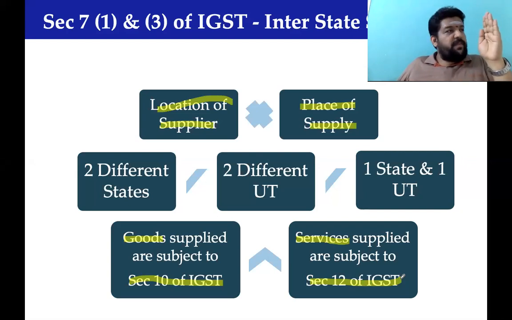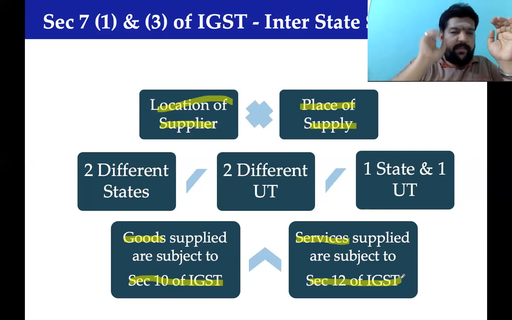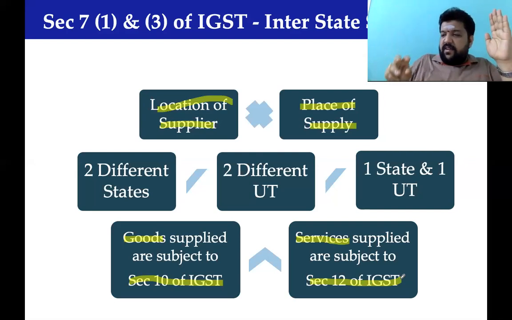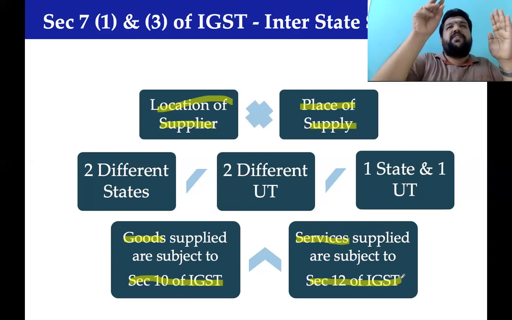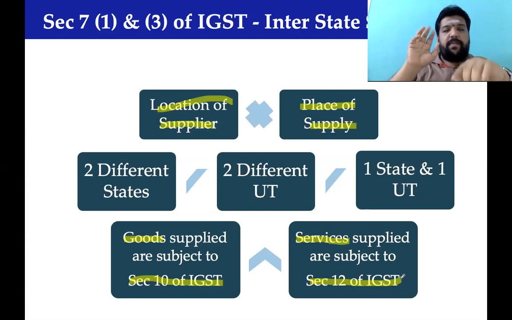Already we know location of supplier. Sir, location of supplier is state A, place of supply is state B, then both are different states, it would be treated as interstate supply. Sir, location of supplier is state A, I run through the services section for place of supply, which is section 12. I arrived place of supply is going to be in Union Territory 1. So, location of supplier state A, place of supply is going to be Union Territory A, then it would be treated as again interstate supply.